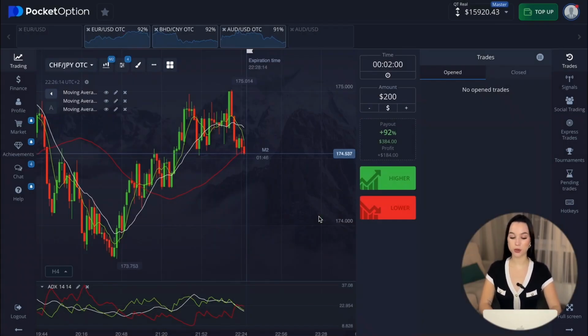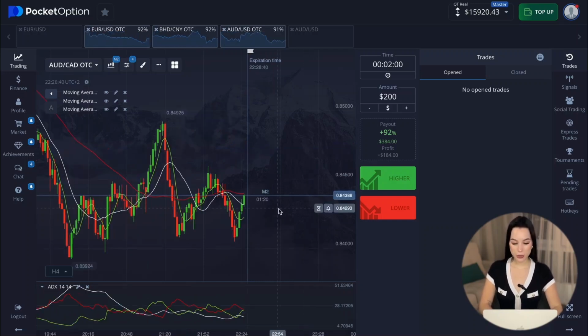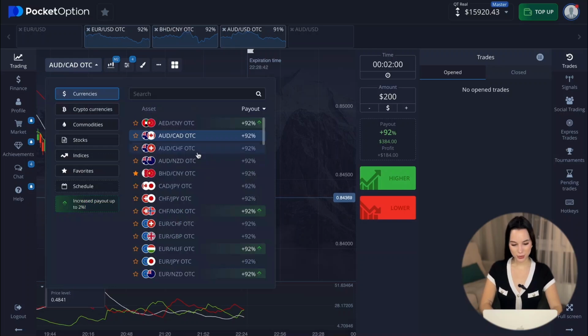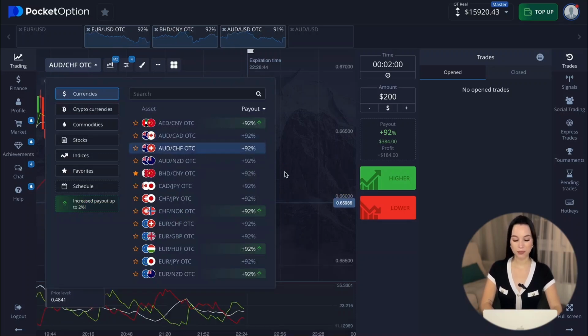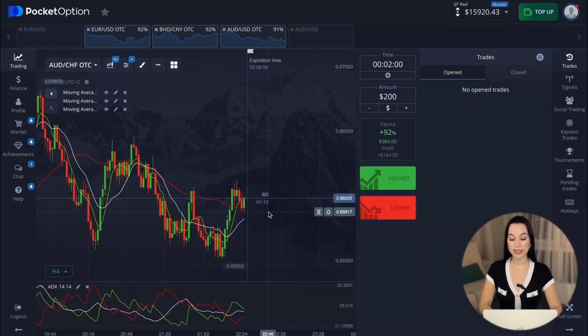So let's get started. First of all, we need to choose a really good chart, because the chart is the key to a successful trading session. I'm always telling you that, guys. So let's look at this one, for example. Also not really good, and now I will explain to you why and when you need to open a trade up and when you need to open a trade down.